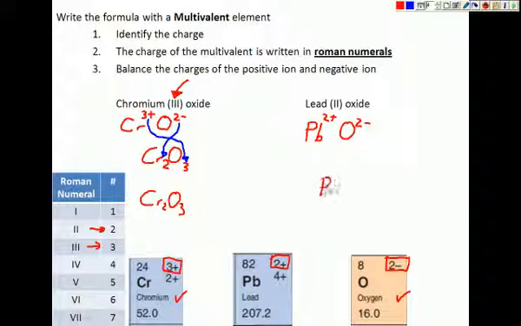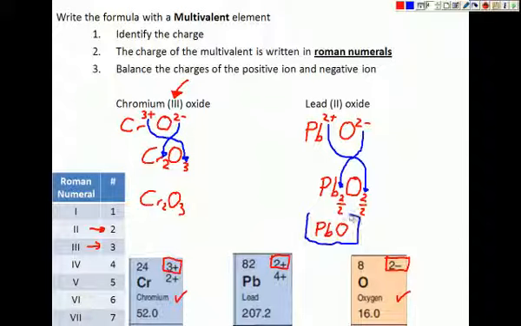So when we rewrite our formula, we can write these numbers: Pb2O2. But these have a common denominator of 2. So what we can write is, instead, PbO. And this one right here is our final answer. These do not have a common denominator.